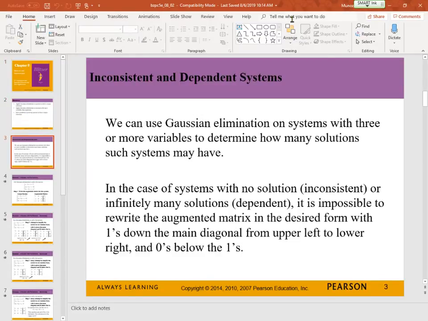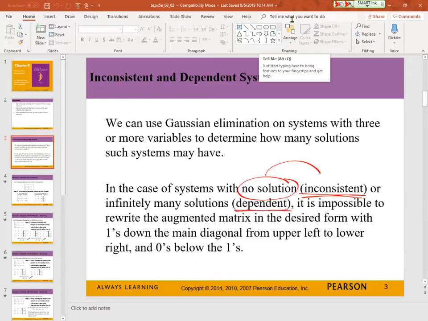All right, so 2 types of systems. You're going to have a system that is called inconsistent. That means that it has no solutions. If the system is inconsistent, it has no solutions. The other type of system is called a dependent system, and it can have infinitely many.